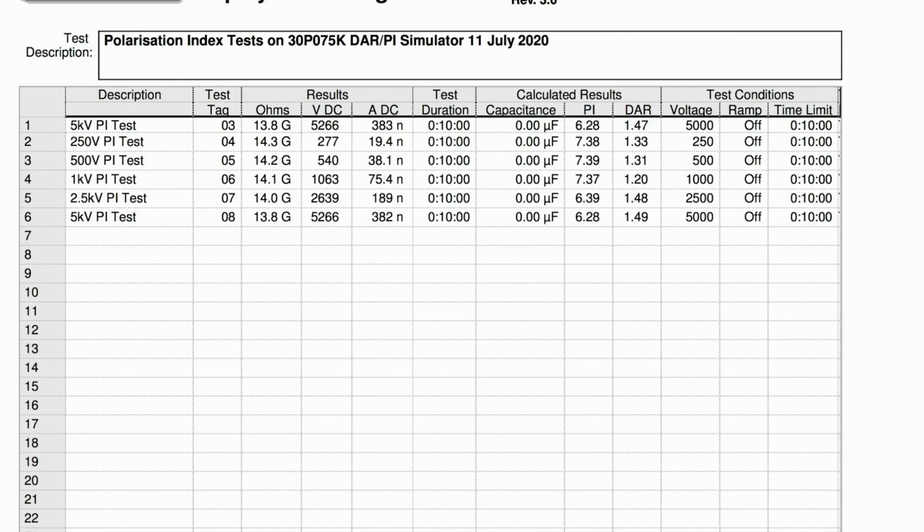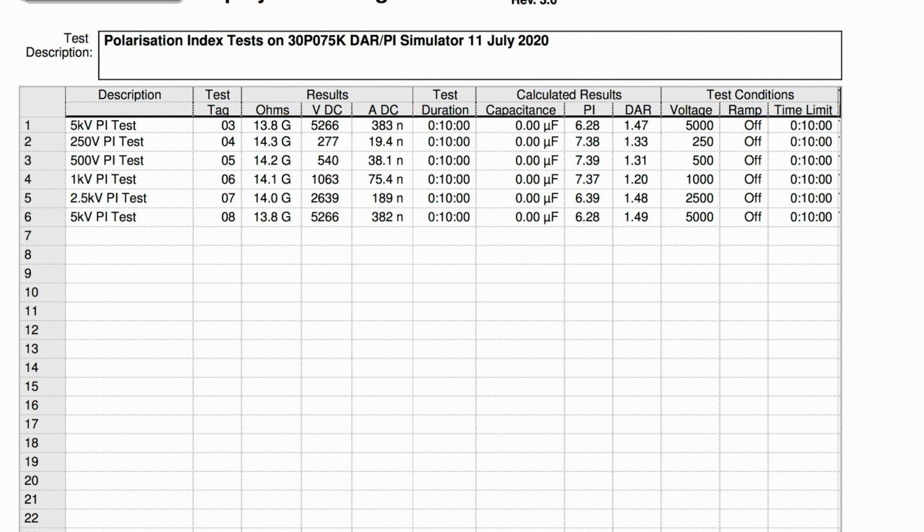So what you see in front of you here is the PDF file created from the Fluke Forms from the readings that I've downloaded from the 155 insulation tester. You can see I did 6 tests overall. I started off at a 5 kV PI test, then dropped back down to 250, then the 500, 1 kV and 2.5 kV test voltages. And then I finished off with a final 5 kV test again, just to see if any differences have been made over it. And you can see the results are pretty comparable between those two tests really.